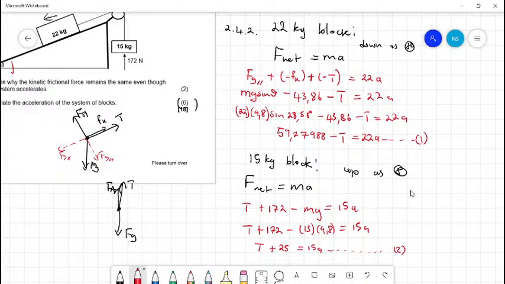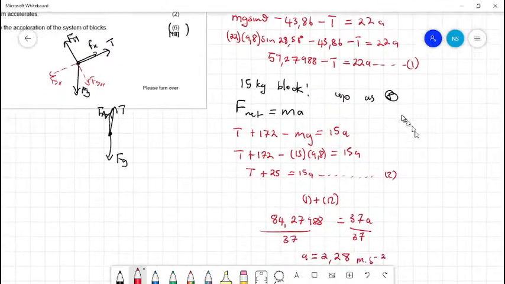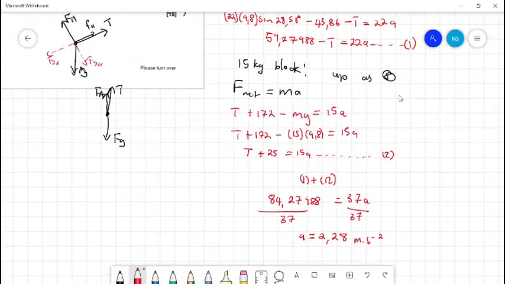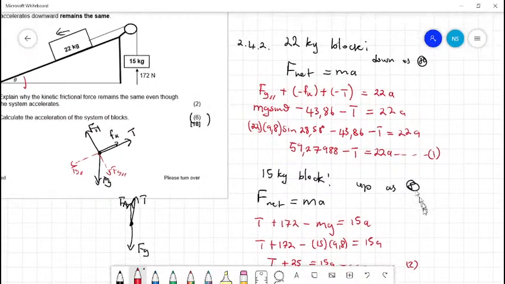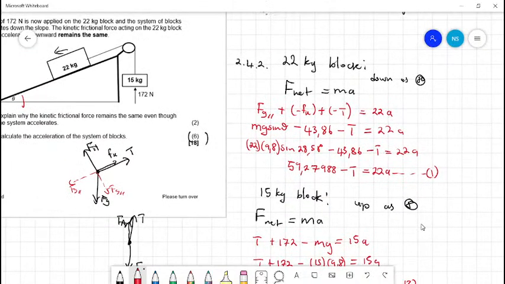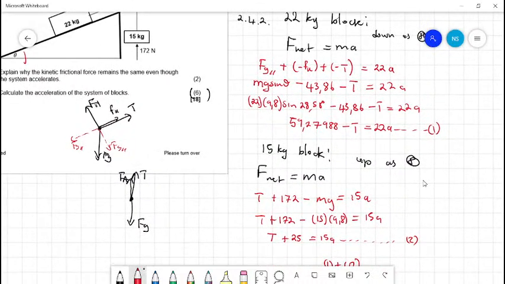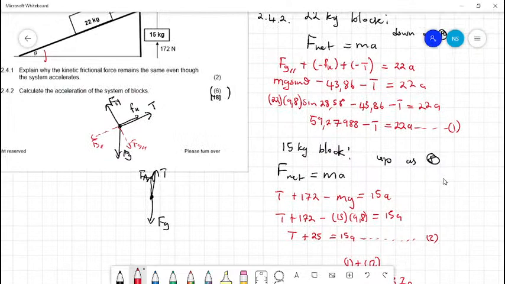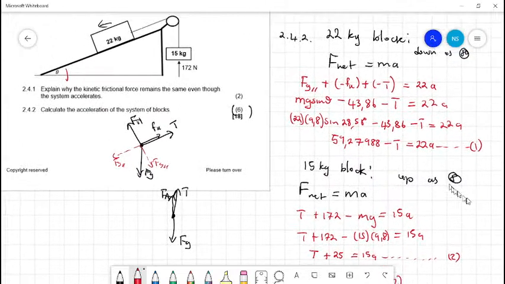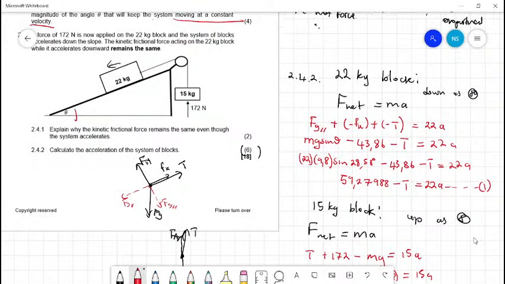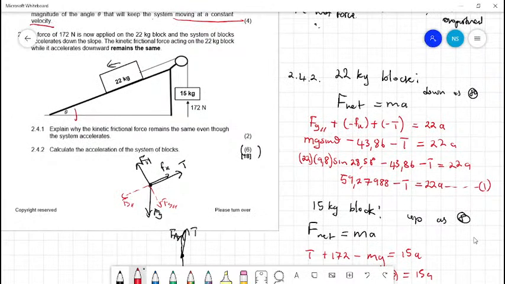The 15 kg block has its own direction of motion. So if it was the acceleration of the 15 kg block, you would say it's 2.28 meters per second squared upward. Why are you including direction? You're including direction because acceleration is a vector, and whenever you calculate a vector, you need to include its direction. In this case, we did not include direction because they wanted us to calculate the acceleration of a system.